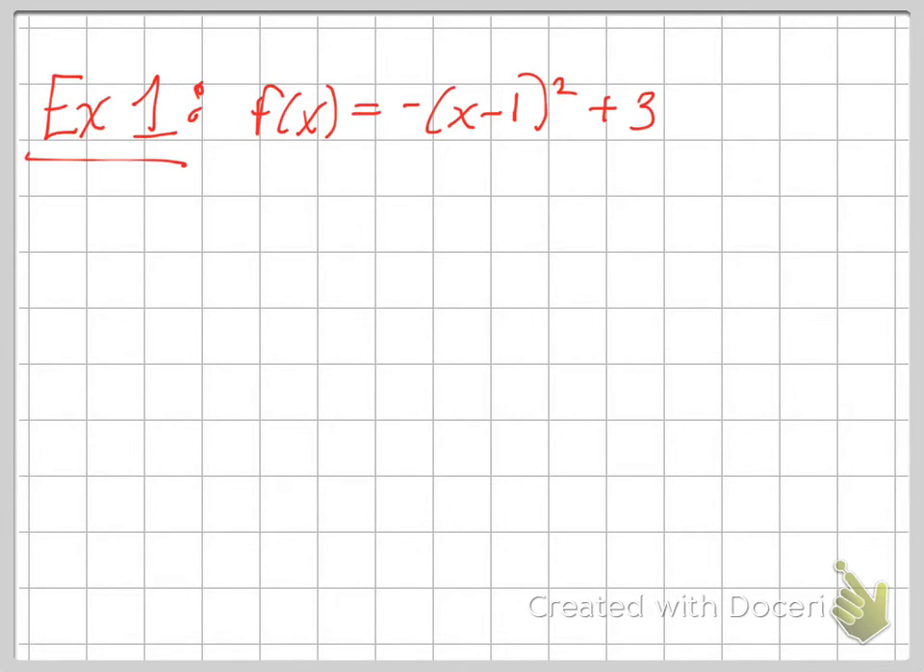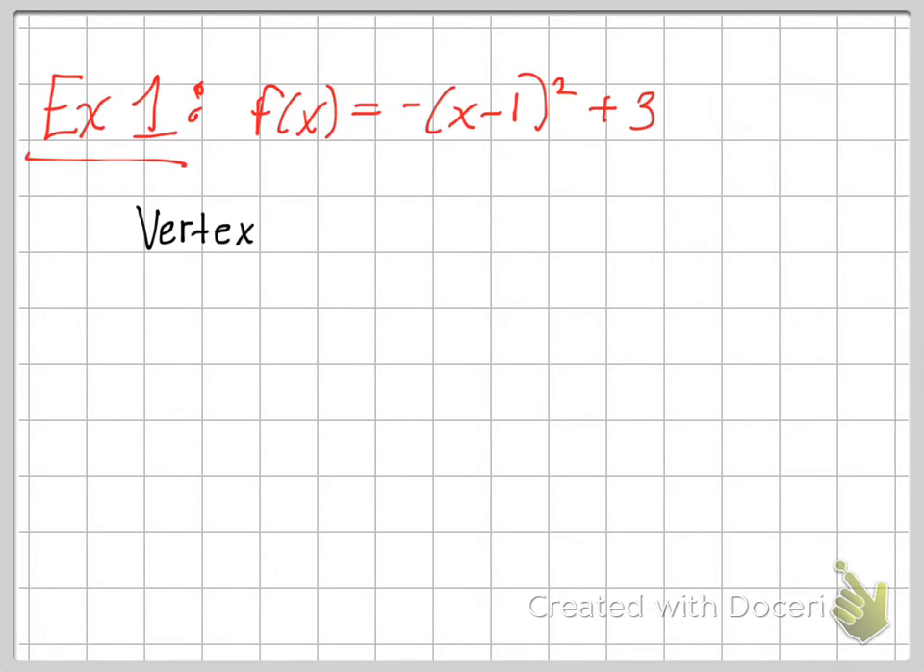Okay, so let's take a look at an example. I have a function in vertex form, f of x is equal to negative parentheses x minus 1 squared plus 3. So I'd like to be able to get some information from this function. And in vertex form, I can get a couple of pieces of information very easily. The first thing I can easily identify is the vertex.